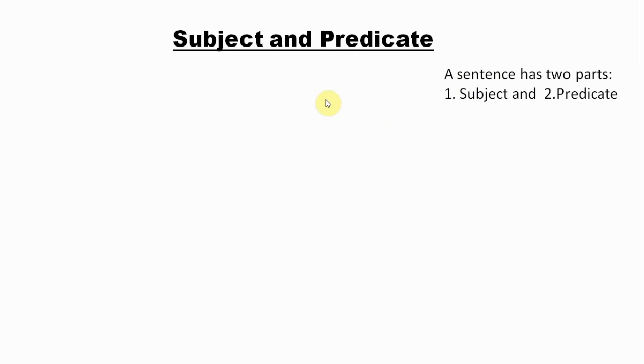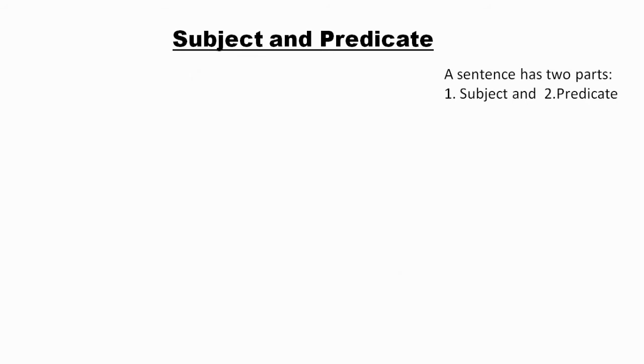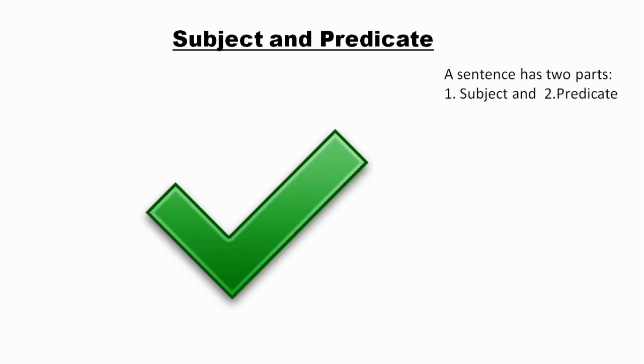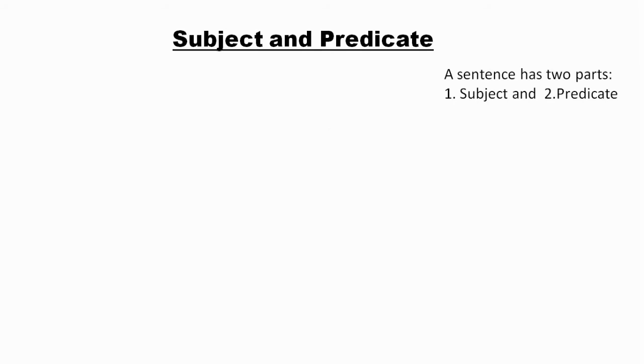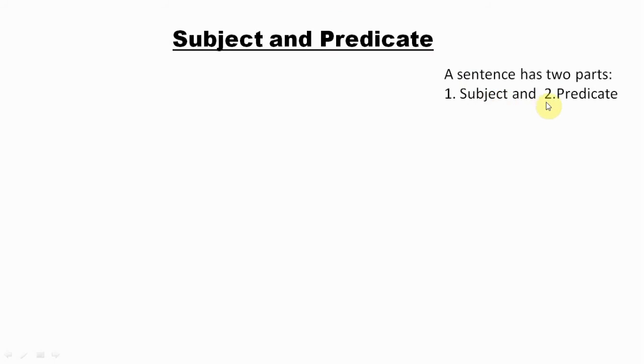If I say "I am," is this a sentence? No, it's not a sentence. Why? Because it doesn't make any sense. If I say, "I am Muhammadullah," now it makes sense to you. So, a group of words which make sense is called a sentence. And a sentence has two parts, subject and predicate. So this is what we are going to understand in this video.